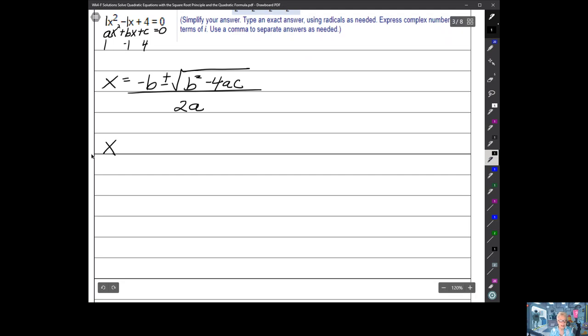Okay, so x equals negative b, and b is negative 1. So let's write a equals, b equals, and c equals. B is negative 1, so negative negative 1, plus or minus the square root of parentheses negative 1 squared minus 4 times a times c, all over 2a.